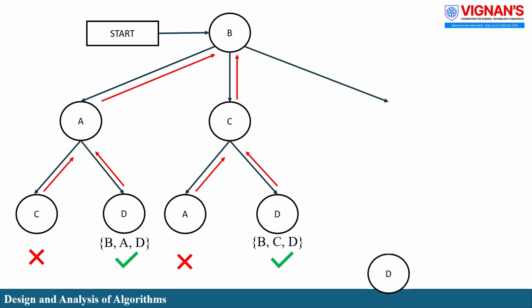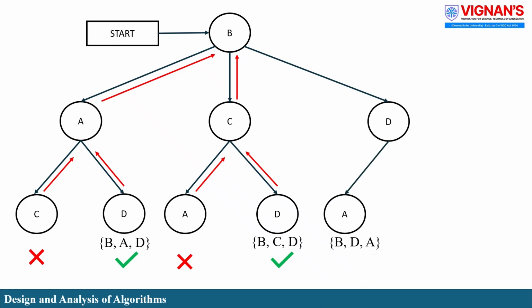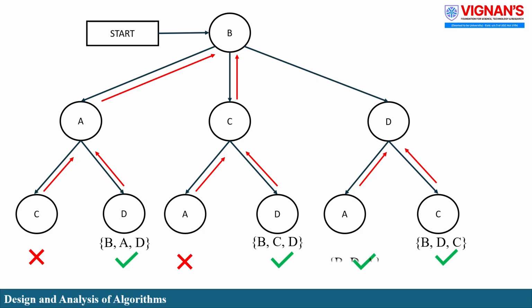Finally, we come back to B and try D. From D, the remaining choices A and C both produce valid teams. So we get two more solutions: B, D, A and B, D, C. By following this step-by-step exploration, we got 4 possible solutions.